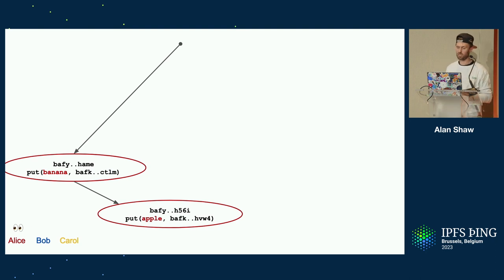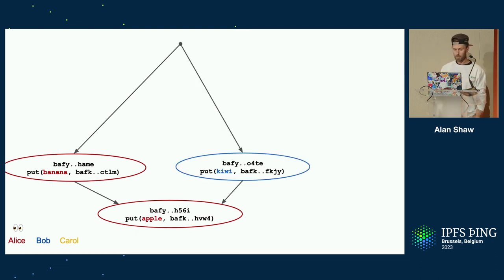Next up, Alice puts her banana into the pail, and she tracks this as her latest event. The banana links back to the previous latest event, which is the apple. Then soon after, she receives an event from Bob, and Bob puts in the kiwi. He hadn't received that banana event from Alice at the time he added the kiwi. So this kiwi points back to the apple, and that's okay. Alice just keeps track of these two events now.